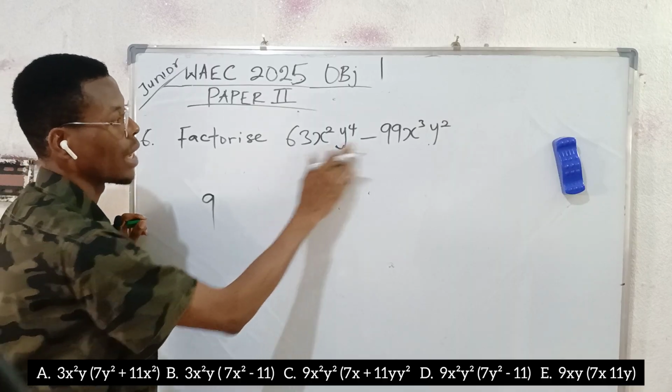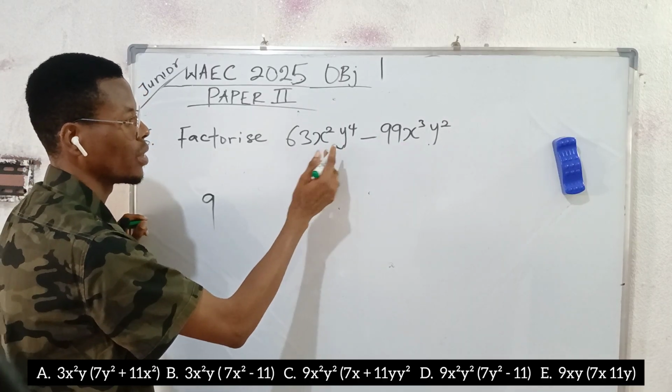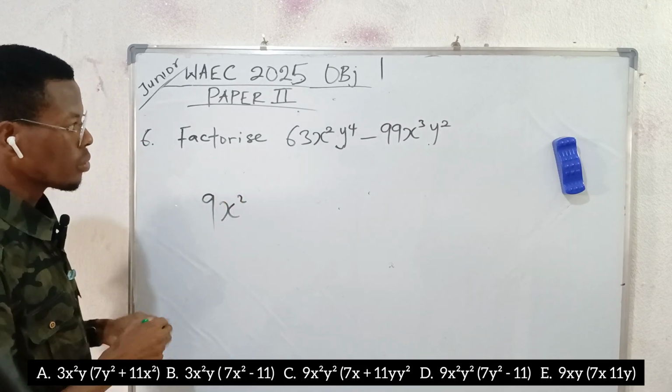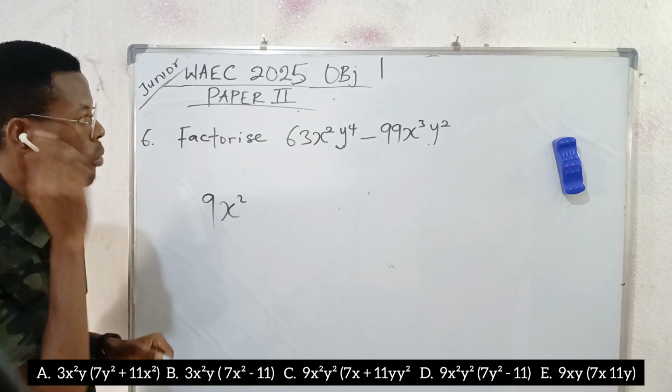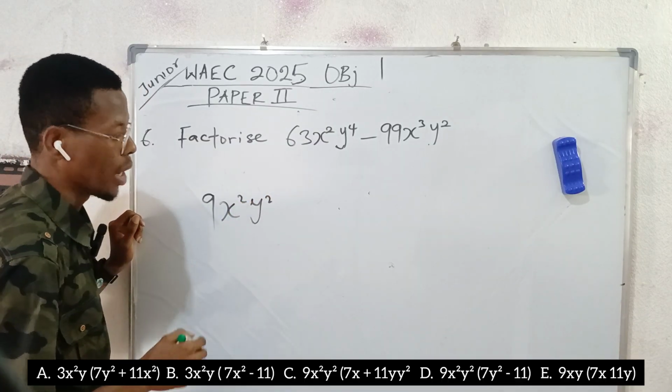While x, x squared and x cubed, what is the common factor? The common factor here is x squared, right? Now for y raised to the power of 4 and y raised to the power of 2, what is the common factor that appears there? Y raised to the power of what? 2. Are you seeing it?